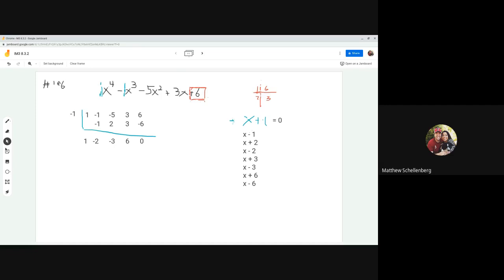So let's put these numbers back into a normal polynomial. We have one less degree now. So this would basically be x cubed minus 2x squared minus 3x plus 6.